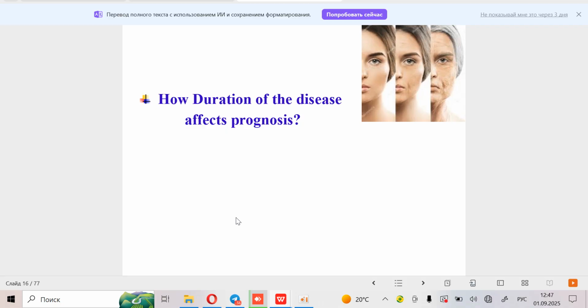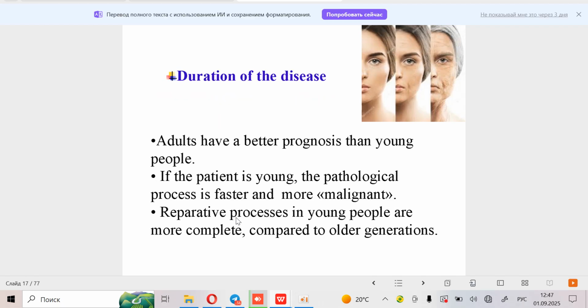The next prognosis criteria, duration. How duration of the diseases affect prognosis? Adults have a better prognosis than young people. If the patient is young, the pathological process is faster and more malignant. Reparative processes in young people are somewhat incomplete compared to older regeneration.